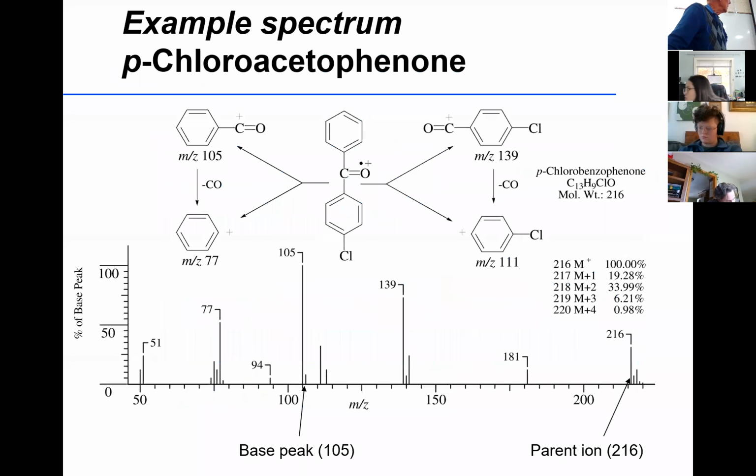An example here is chloroacetylphenone. That's in the center of the diagram. So they've got two benzene rings, a carbonyl group in the center. That is the parent compound. It has a mass of 216 molecular weight.